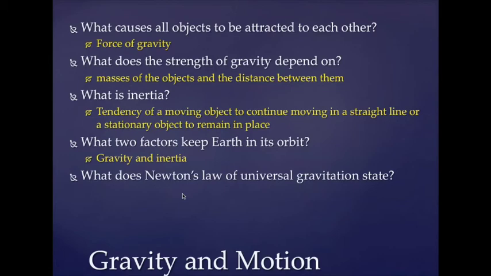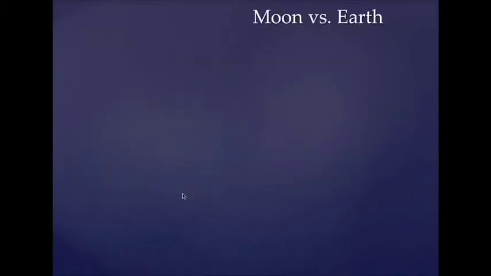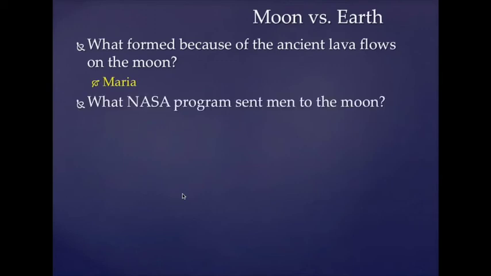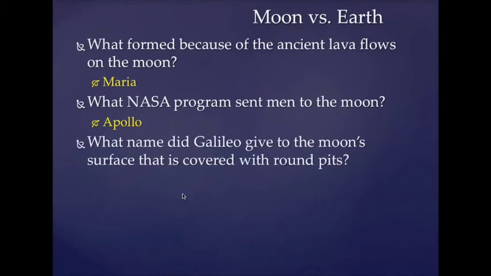What does Newton's law of universal gravitation state? Every object in the universe attracts every other object. Moon versus Earth. What formed because of the ancient lava flows on the moon? That's going to be the Maria. What NASA program sent men to the moon? Apollo. Remember some of the videos we took a look at earlier in the week. What name did Galileo give to the moon's surface that is covered with round pits? Those are craters. Galileo was very forward-thinking, very intelligent, and it's pretty amazing some of the things he was able to come up with given the technology at the time.